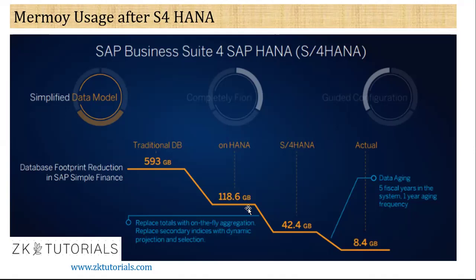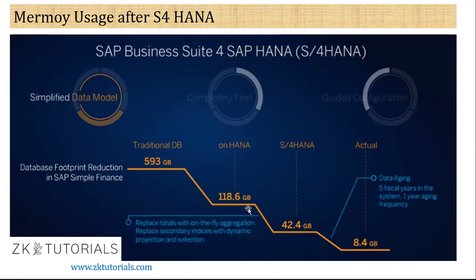Your interviewer may ask you, hey, when the traditional database needed 593 GB of data, while in SAP HANA we need only 118.6 gigabytes. So we can give two answers. First, we don't need any secondary indexes, and second, we don't need any aggregate tables separately. All this contributes to the drastic reduction in the memory required to store ERP data, and that became 118.6 gigabytes of RAM on HANA.